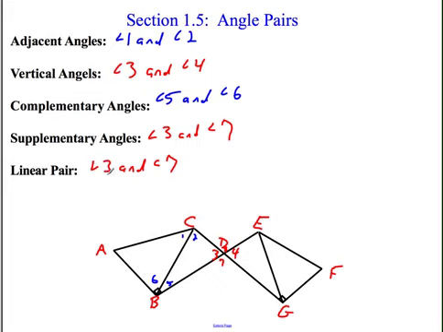Because linear pairs are always, well, I should have done it the other way around. A linear pair on this straight line is always supplementary. Supplementary doesn't mean linear pair. In this case, it happens to be. They could have been separated, but in this case, they were the same. So linear pair is that straight line. Supplementary angles, they add up to 180.